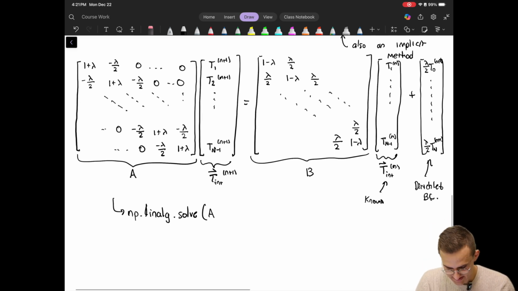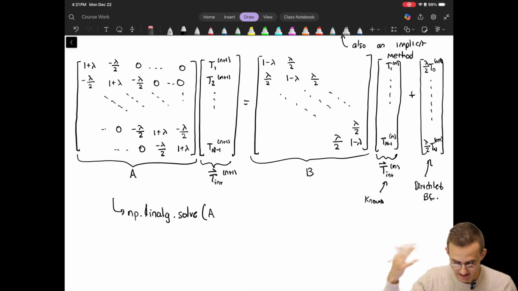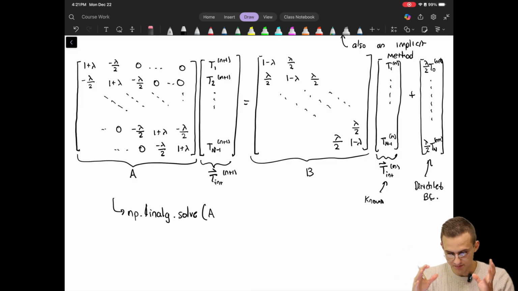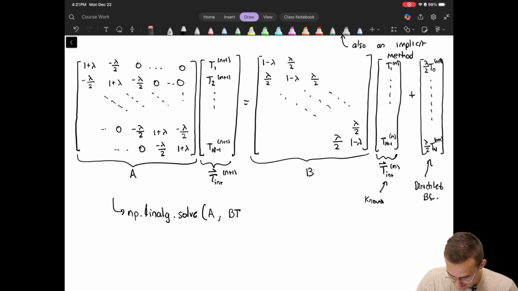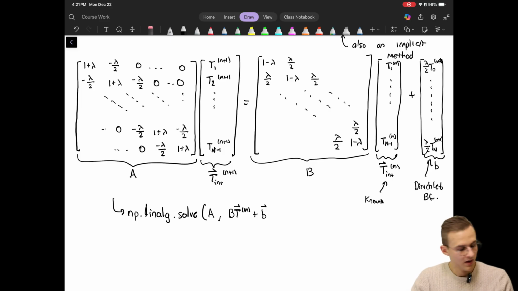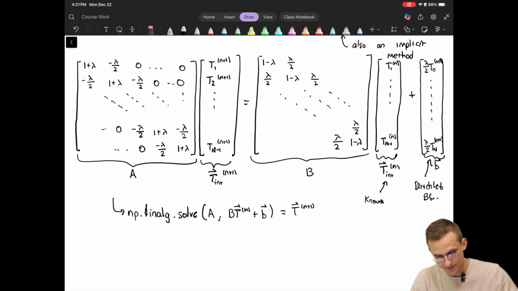But then the right-hand side, instead of just normally putting some sort of B there, like AX equals B, your B vector is going to be B times T at time step n plus lowercase b, and I forgot to label that. That's what this vector is, a lowercase b. That's going to be your vector at the next time step, n plus 1. Okay, and you do that every single time step.